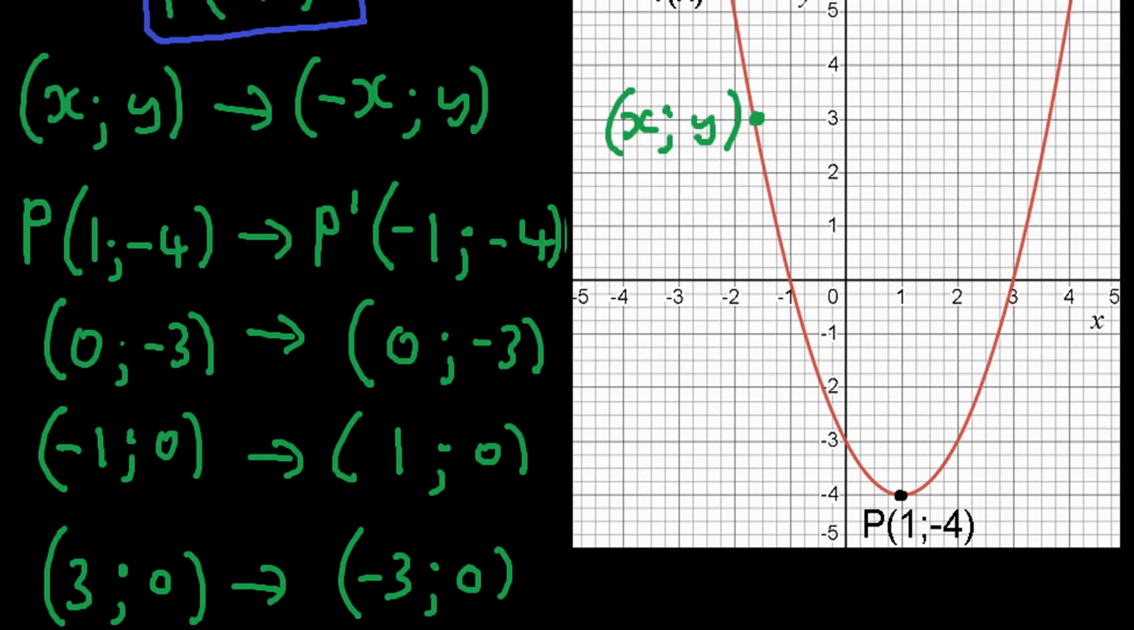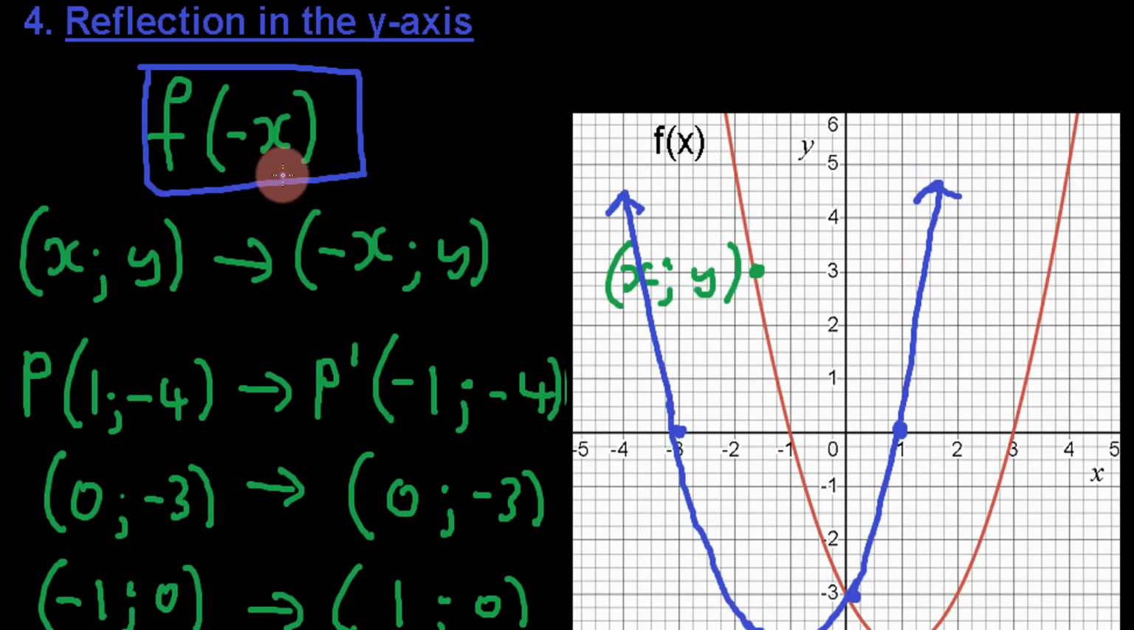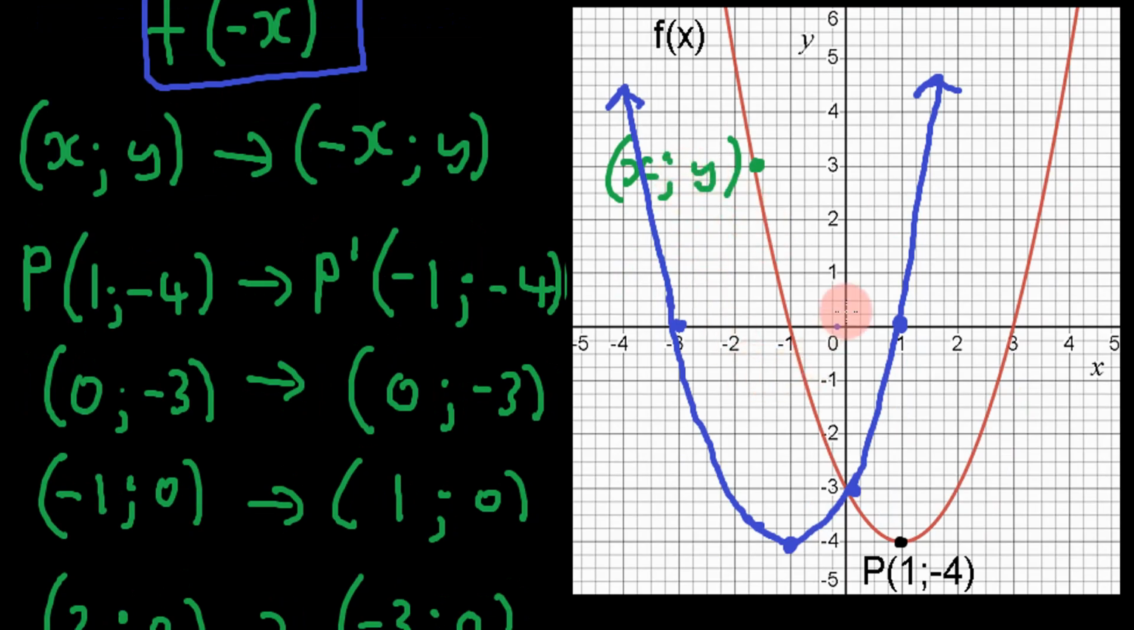So we can plot these points. The turning point is -1, -4. Then we have 0, -3. We have 1, 0. And we have -3, 0. And we can just connect these points. So the blue graph here will be the graph of f of -x. And as you can see, the blue graph here is a reflection of the red one, the original one, which is f of x, in the y-axis. So a reflection in the y-axis.